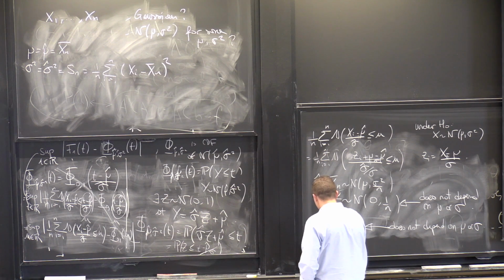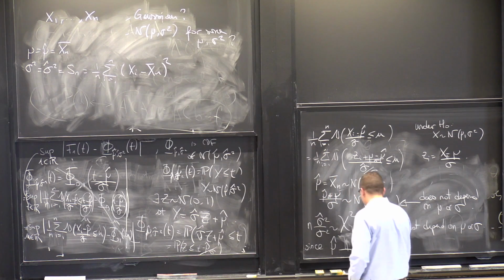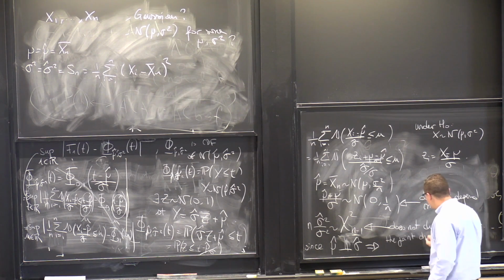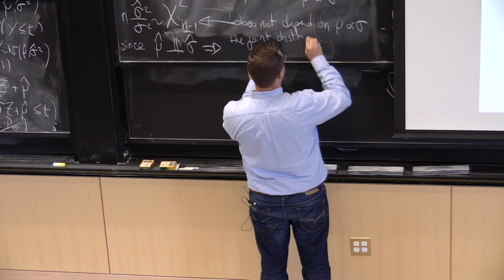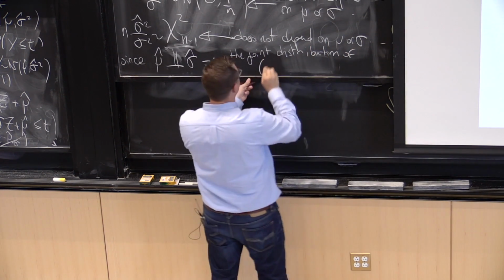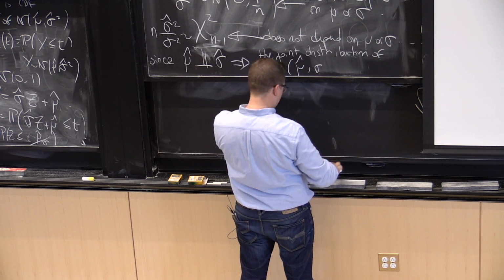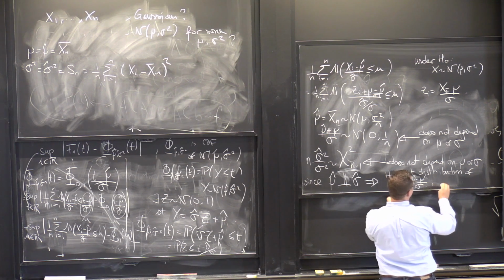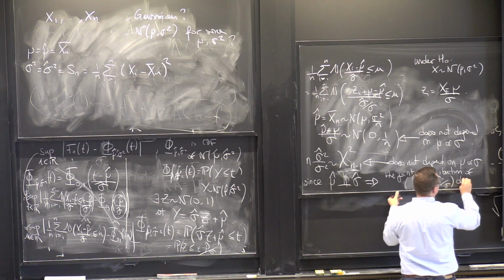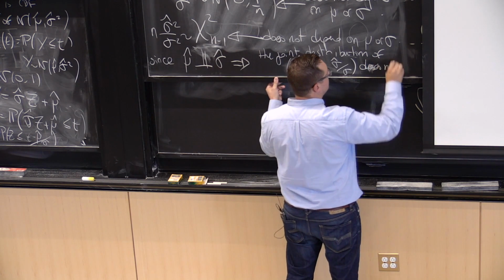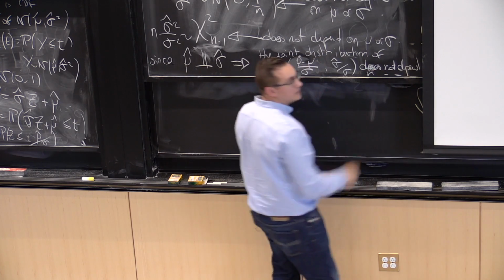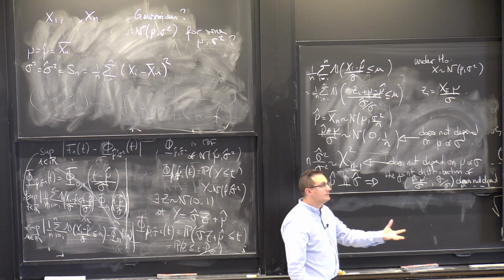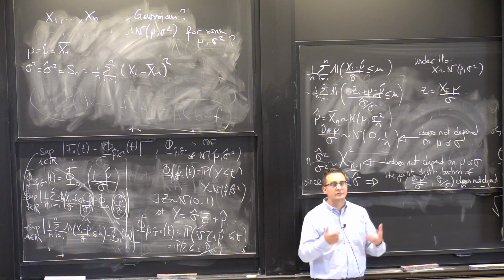since mu hat is independent of sigma hat, it means that the joint distribution of mu hat divided by sigma and sigma hat divided by sigma does not depend on mu and sigma. OK? Agreed? It's not in the individual ones, and it's not in the way they interact with each other. It's nowhere.